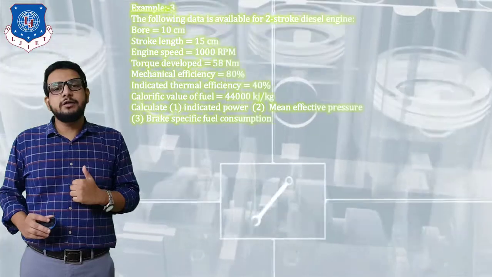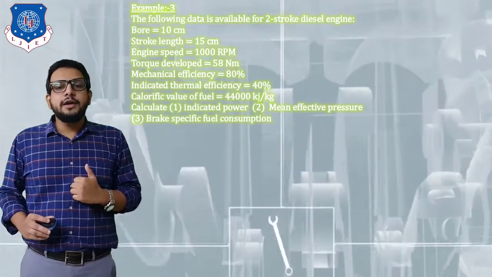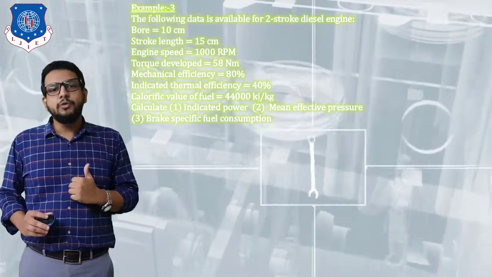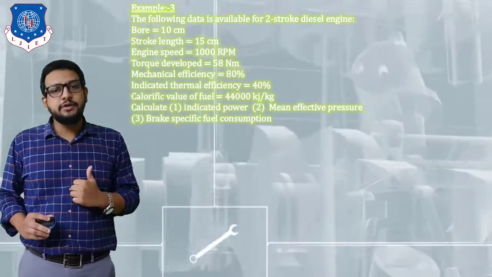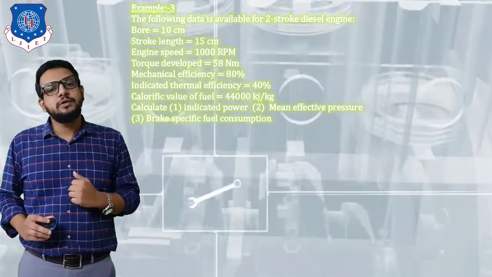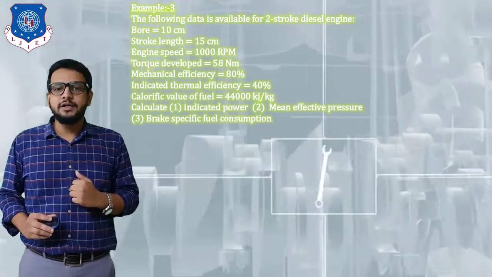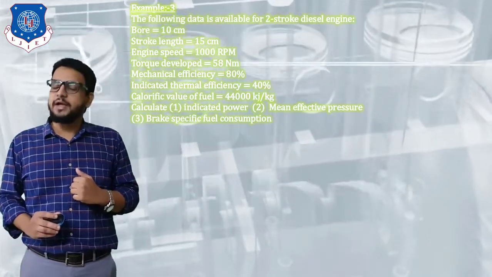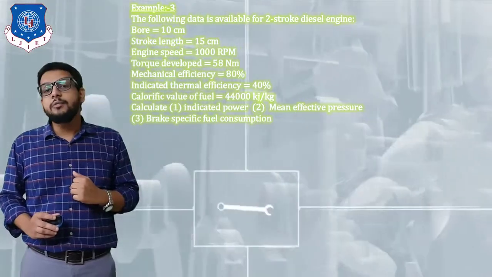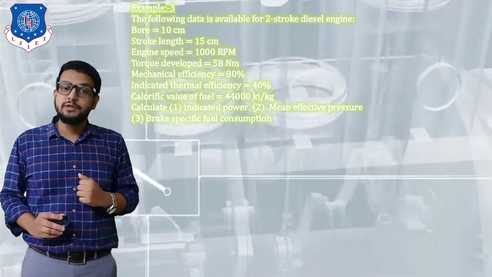Now, example number 3, the question is displayed on your screen. The following data is available for a 2-stroke diesel engine. Bore diameter is given as 10 cm, stroke length is 15 cm, engine speed is 1000 rpm, torque developed, that is capital T, is 58 Newton meter, mechanical efficiency, eta m, is 80%, indicated thermal efficiency, eta ITH, is 40%.